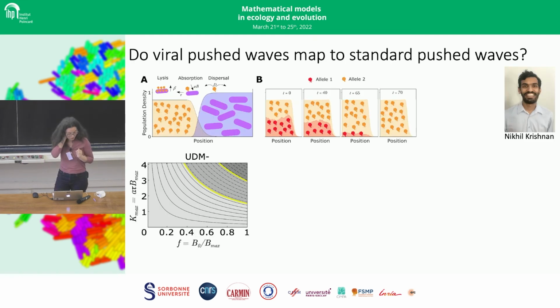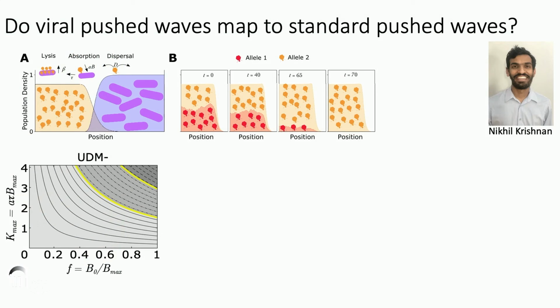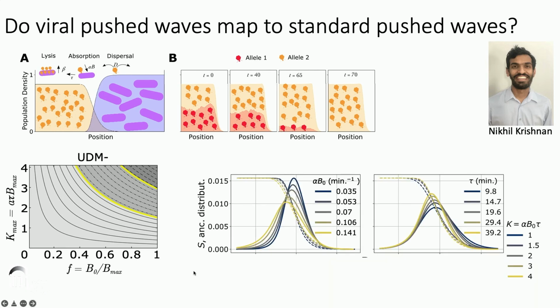This is what Nikhil, who is a second PhD student in my lab, has been working on recently, using both agent-based simulations and stochastic partial differential equations. In particular, he focused on this UDM minus model, which is a simpler model where, theoretically, the only parameter that controls whether the wave goes from pull to push is this product alpha tau b. What he found after doing both simulations and some analytics is that things are a bit more complicated than you would think.